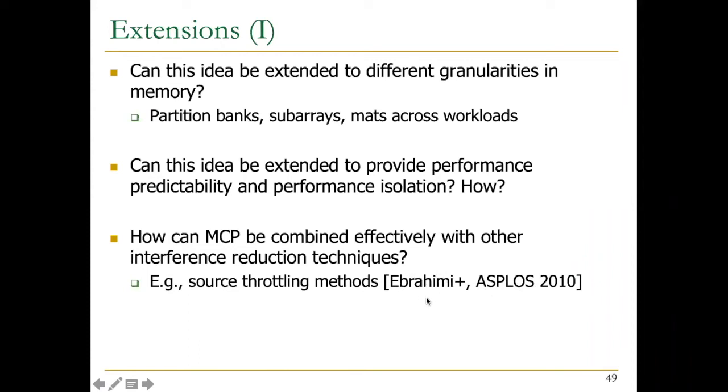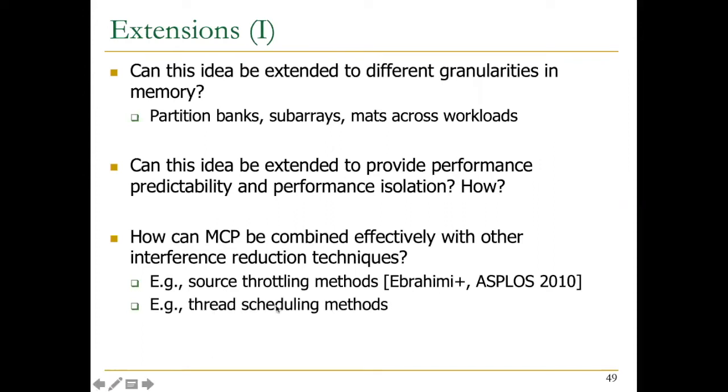Again, it keeps the hardware complexity relatively small, but it requires a lot of performance counters, much more so than memory channel partitioning. So I believe it could actually be combined with source throttling methods. And it's a good idea to look into it. There are some papers that look into it briefly, but I think there needs to be more work done in this area. How do you combine different interference reduction techniques together?